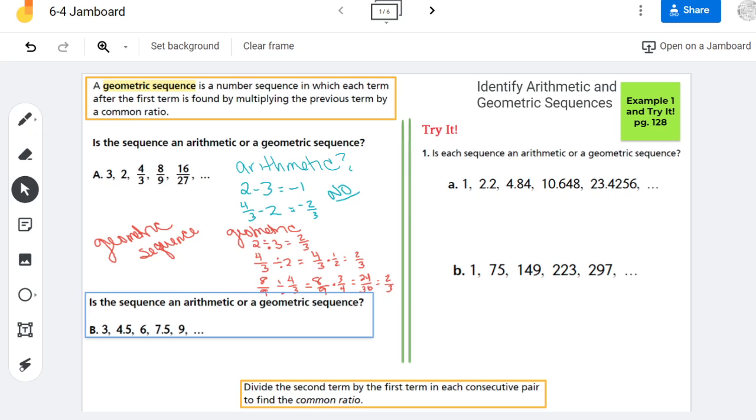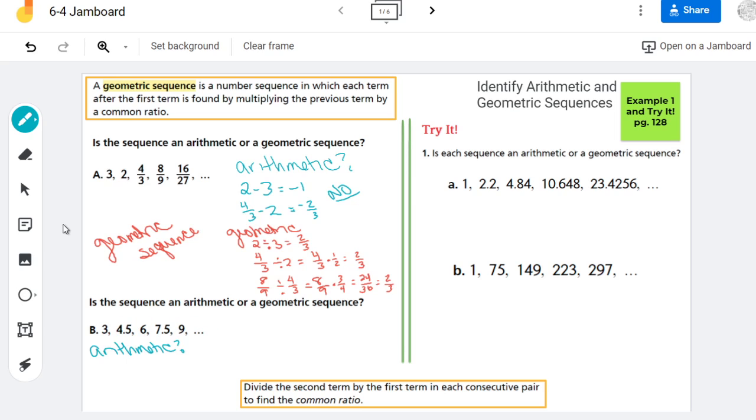Alright, so now let's try letter B and see if we can get kind of the same situation. So again, first thing I'm checking for is arithmetic. For it to be an arithmetic sequence, you have to have a common difference. It has to be jumping by the same amount. So 4.5 minus 3, well, that's 1.5. Now I'm going to check the next one. 6 minus 4.5, well, that's also 1.5.